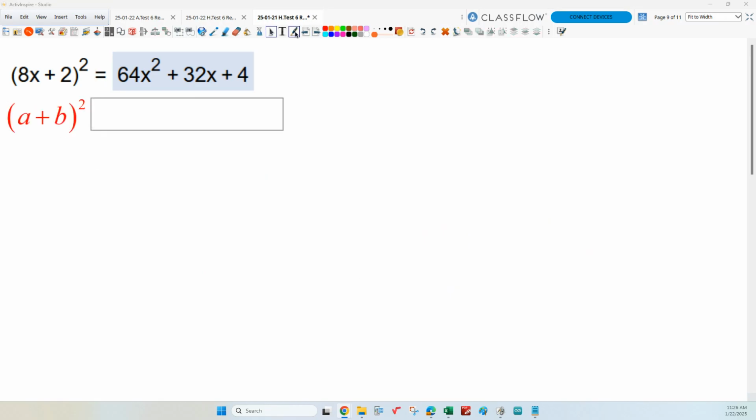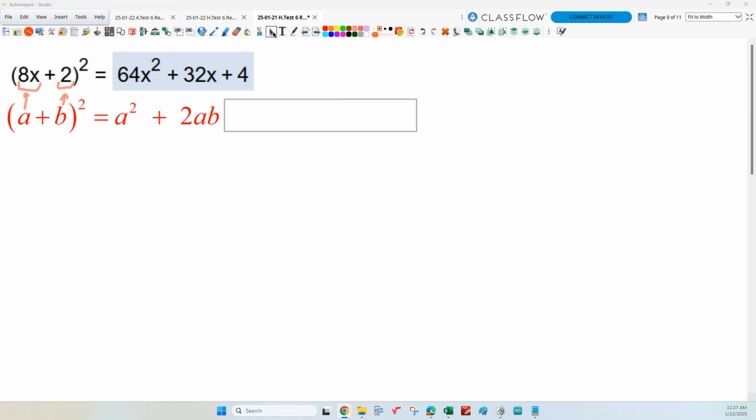Where A is equal to what? Oh, but what's the A equal to? 8x. What's the B equal to? Good. Now, what is that pattern, the quantity A plus B squared? A squared plus 2AB plus B squared. And then all I've got to do is just substitute my values of A and B and simplify, and I'm done, right? Piece of cake.